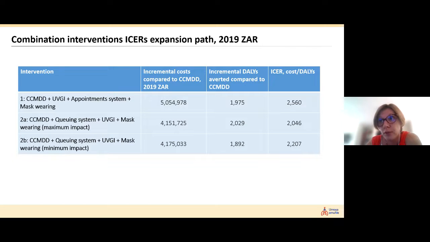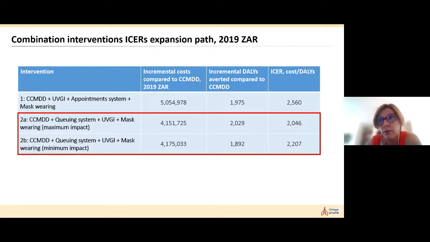This table shows the cost effectiveness expansion path of illustrative combinations of the proposed intervention. So the expansion path compares the combinations to the individual intervention with the lowest incremental cost effectiveness ratio, which in our case is CCMDD, and then illustrates the order in which different investment options would be recommended to the national TB program. Overall, we would recommend that the DOH adopt combination 2, although both are extremely cost effective.